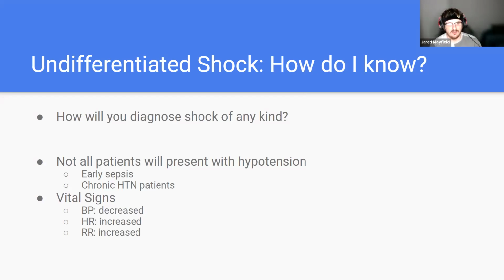It's good to note here that not all patients will present with hypotension. The two caveats here are early sepsis, where people may have normal pressures, and chronically hypertensive patients. These patients can also have normal pressures but be in shock. So it's just something to keep in the back of your head. Vital signs in general: blood pressure will be decreased, and heart rate and respiratory rate will both be increased as well.